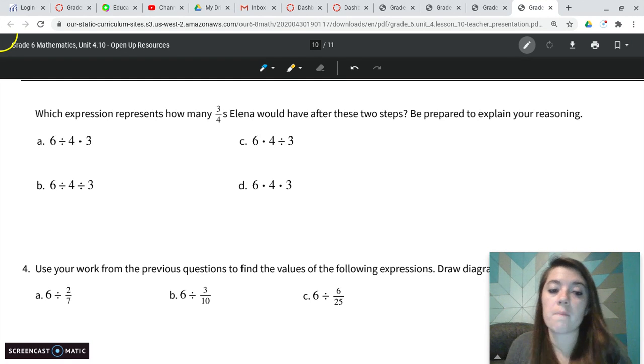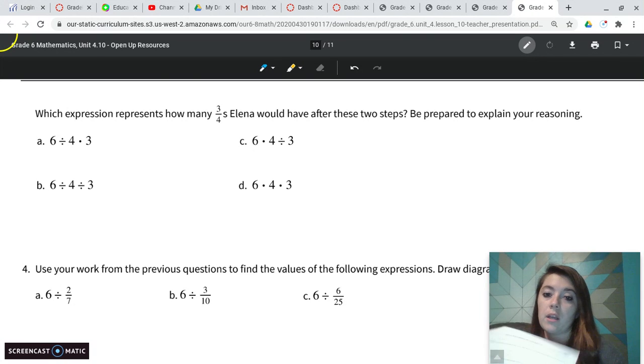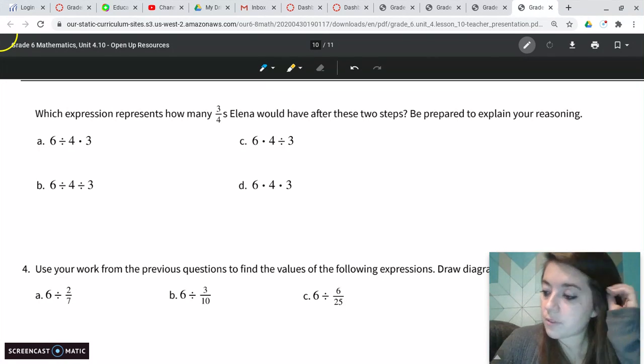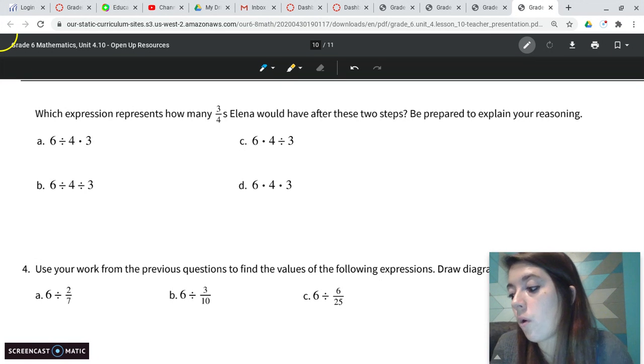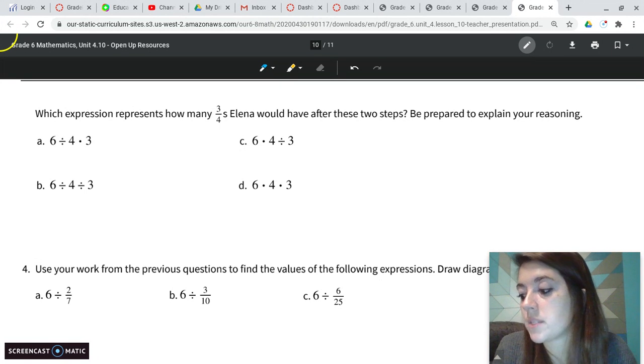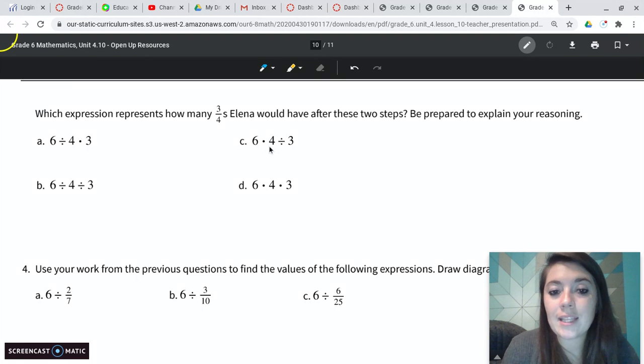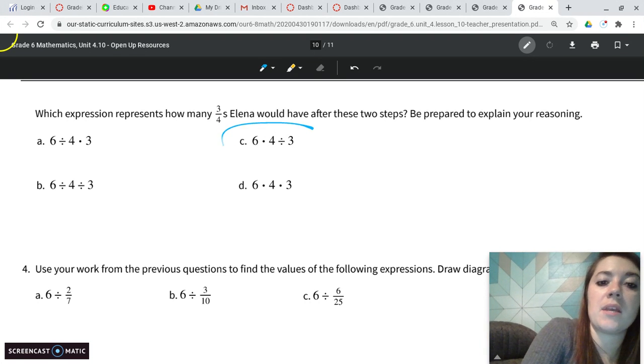So, based on what she's doing, after 2 steps, how many would she have? So 1 whole into 4 parts makes 4 times as many pieces, making every 3 into a group makes 1/3 as many groups. So we need to multiply the 6 and the 4 together because we're making 4 times as many boxes, so 6 times 4, and then we're dividing that by 3 because we're grouping it, so it should be C.